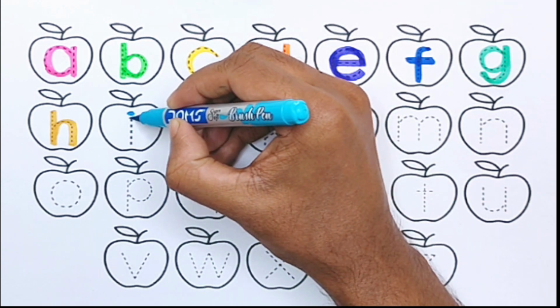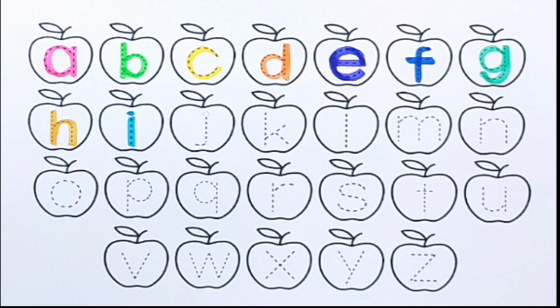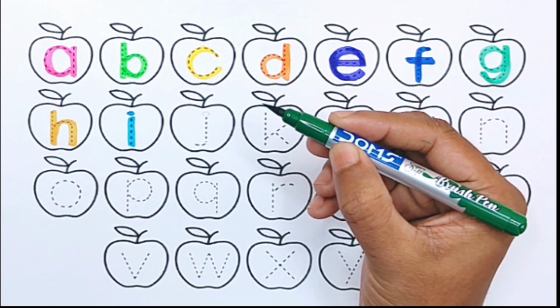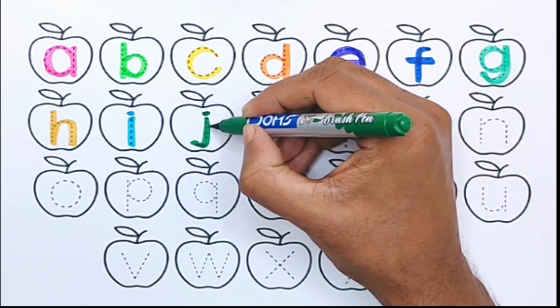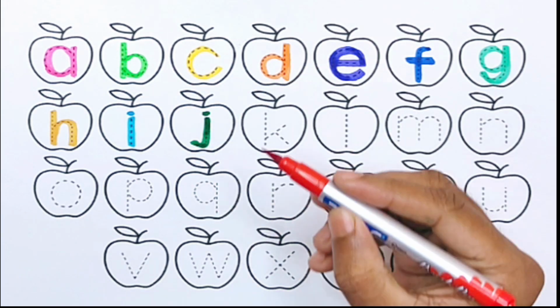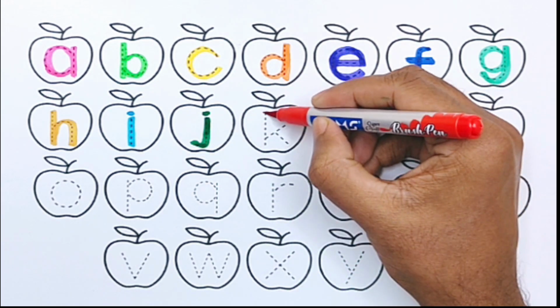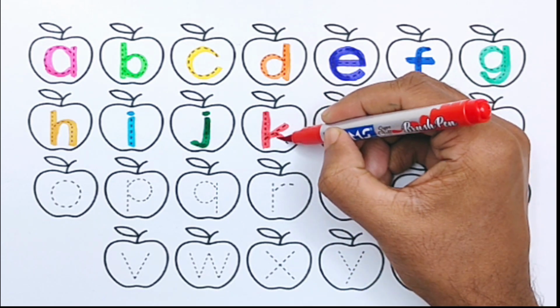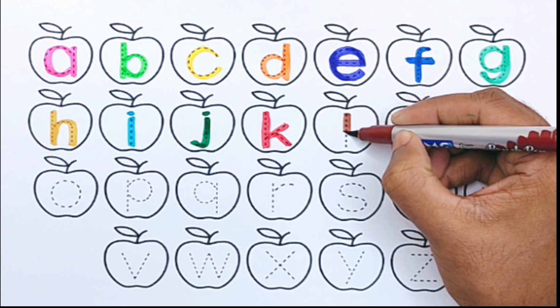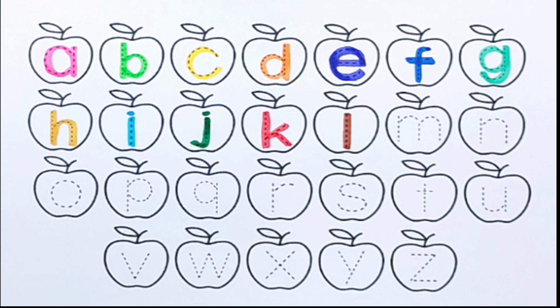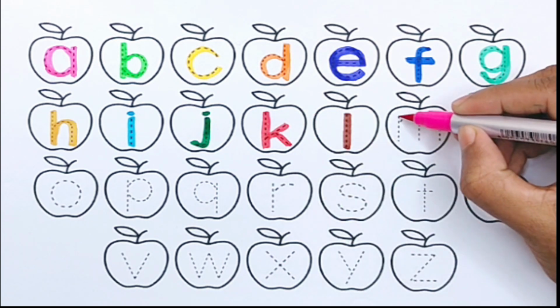I for ice cream, green color. J for juice, red color. K for kite, brown color. L for lollipop, pink color.